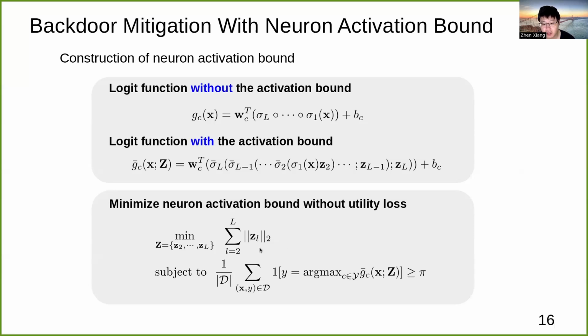We want to minimize the neural activation bound to block some large stimulations of neurons corresponding to backdoor triggers without sacrificing the model utility. That is, we want to set a constraint such that the model performance on benign samples will not drop clearly. And this problem will be solved using a surrogate based on Lagrangian, using gradient descent.